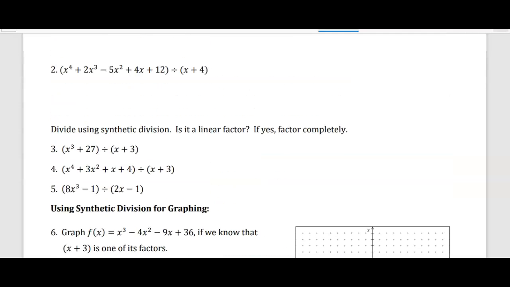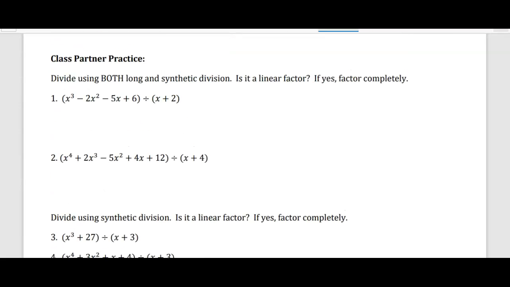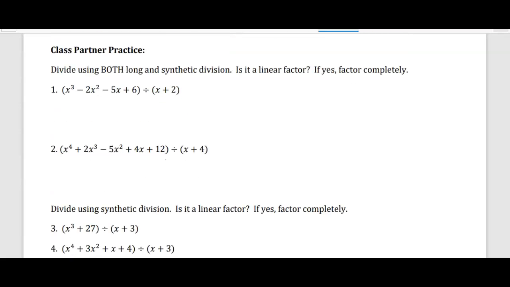You're going to upload these. I'm going to take a look at your effort. And if you do number 1 and 2 by long division, you already know the answer, and that should match your synthetic division. All right, and you're going to turn this in by the end of the block today, and then you have homework number 5, which is your quiz review. So have a great weekend, and I will see you guys on Tuesday.